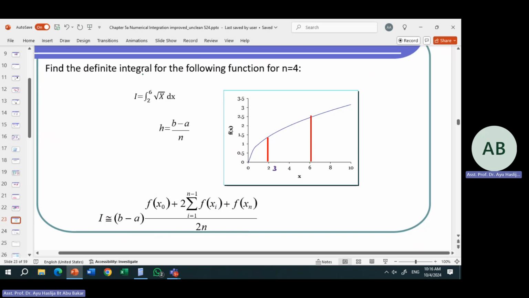Find the definite integral for the following function for n equals to 4. Okay, it gives you the n equals to 4. We know that you must have how many points? How many points? N equals to 4. 5 points, correct. 5 points.